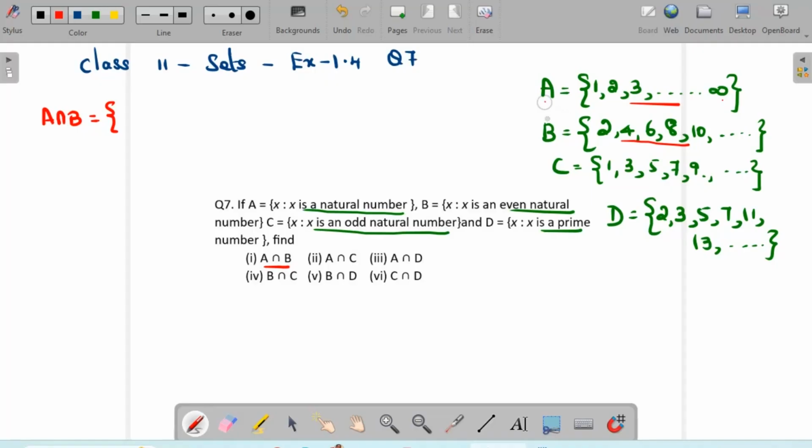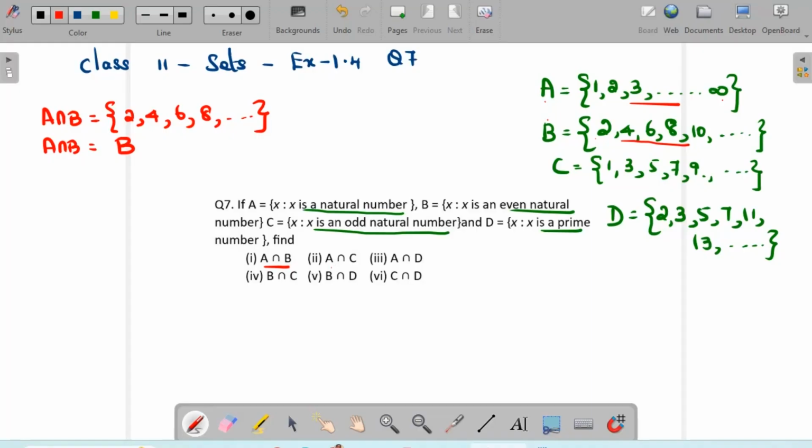If you compare A and B, all elements of B are already in A because B is only even natural numbers, whereas A is the complete natural numbers set. So all the elements of B will be part of A intersection B. It is going to be 2, 4, 6, 8, etc. Or you can simply write A intersection B is equal to set B.